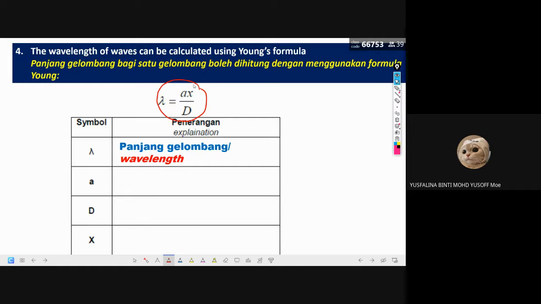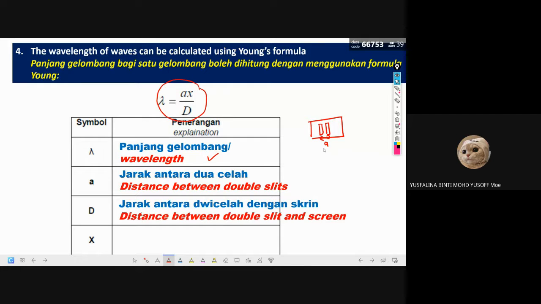If you use the red laser to do the interference, what is the wavelength of the red laser? That is the wavelength. A is the distance between the double slits. You use a double slit and make the laser pass through it. So let's say this is the slit, and this is A. And D is the distance between the double slit and the screen.